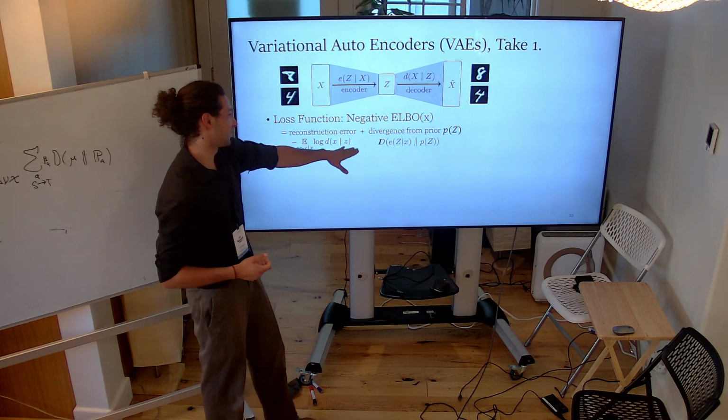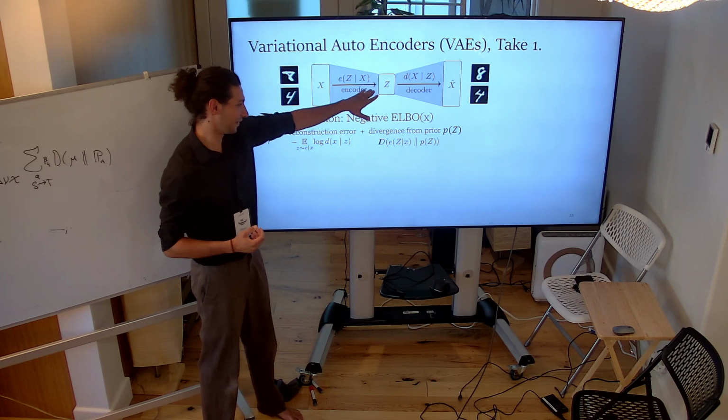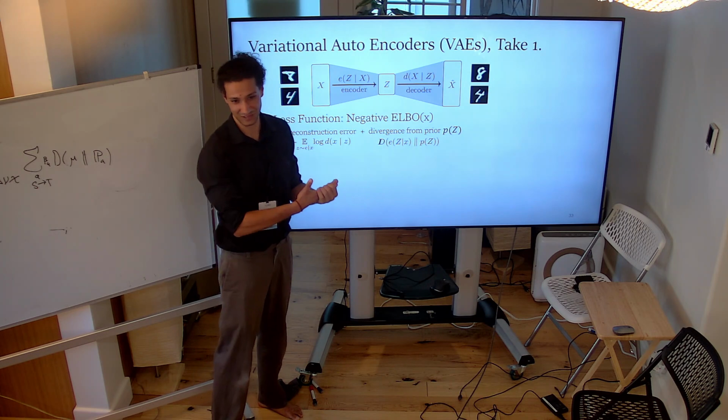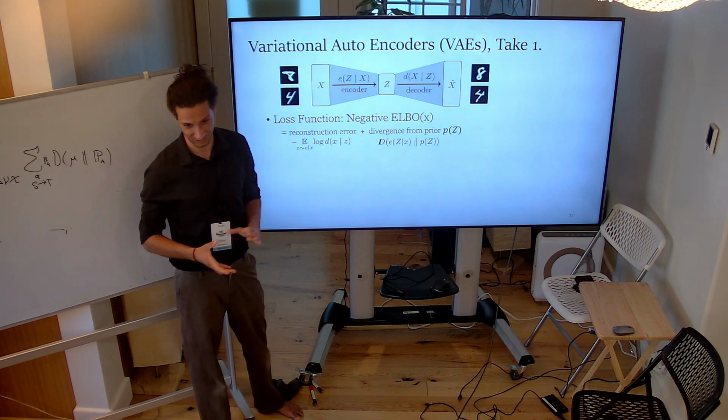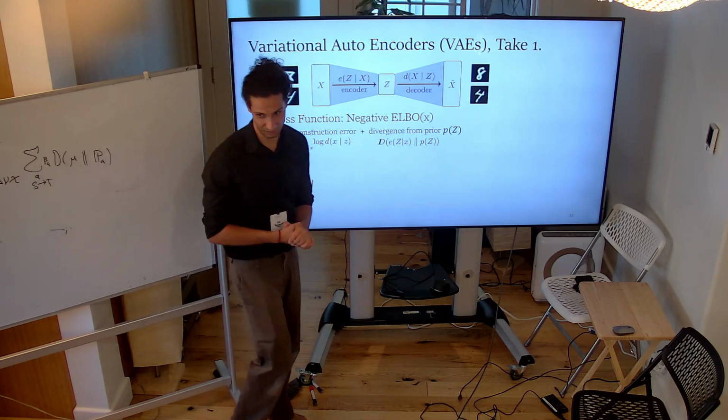And even weirder is you add the divergence from the prior, because you want your encoder to somehow look like your prior. But this means for every image you want it to be as close as possible to a Gaussian when you encode it, which is definitely not what you want. So this is not what you want, and that's probably not what you want, and you add them together and you get something that works.